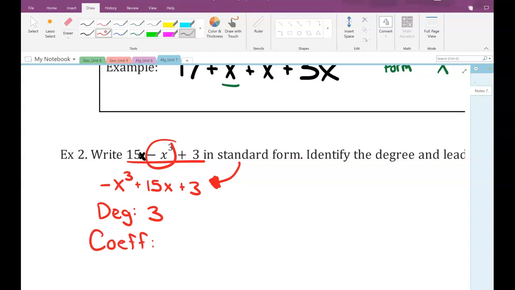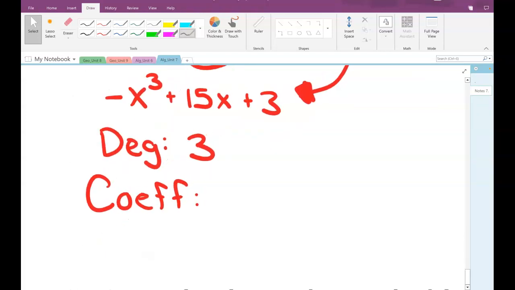And then when we say leading coefficient, we have to think of the first number that we see. What number goes before this x? 1. So that's our leading coefficient. It always is with your first term, the number that is in front of the variable. So our leading coefficient is -1.